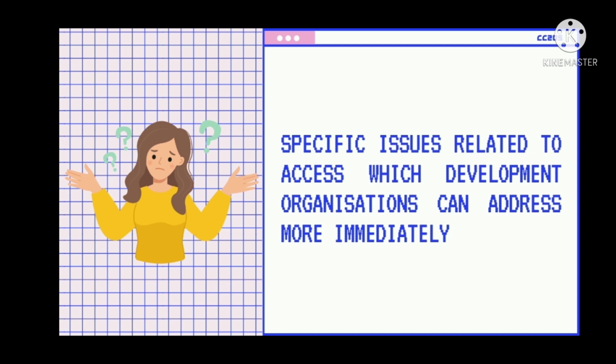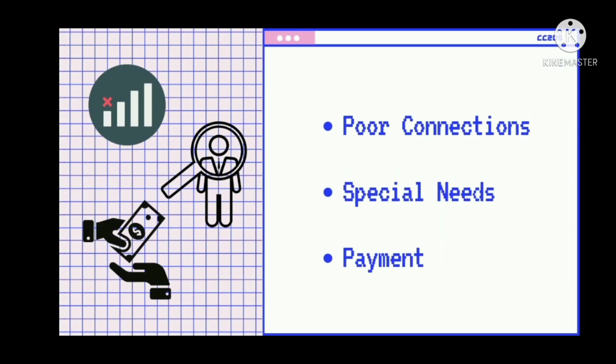Moving on to the specific issues related to access, which development organizations can address more immediately. And these are the following. First, poor connections. Second, special needs. And the last one is payment.